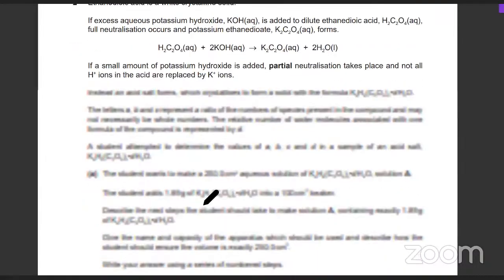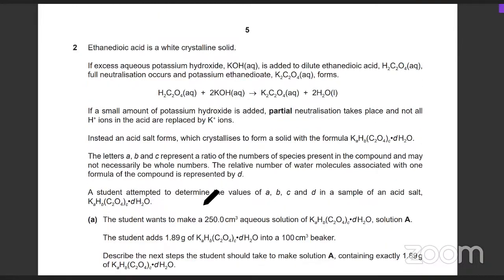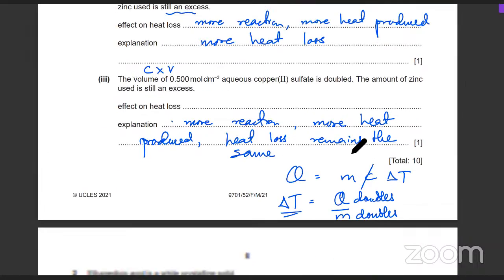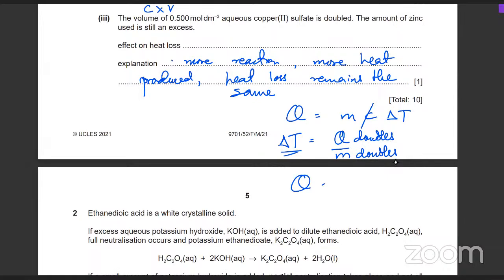As the next one, to get that question is over. But this specific point is very important: based on Q is equal to MC delta T, you should be able to manipulate or analyze Q is equal to MC delta T.